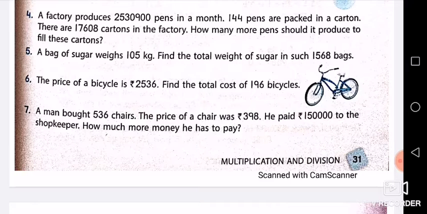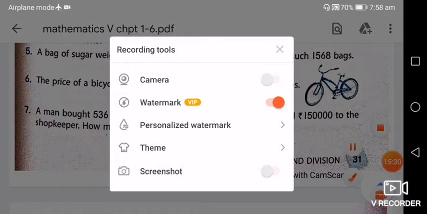First you are going to find that, and after that how many more pens. Now in which kind of word problem did we use the words many more? Yes, subtraction. So the total number of pens which they produce is given, and how many are required for filling 17,608 cartons, that you will find out. Then you will do subtraction to get how many more pens should it produce to fill these cartons. So we'll do this question number 4 right now.